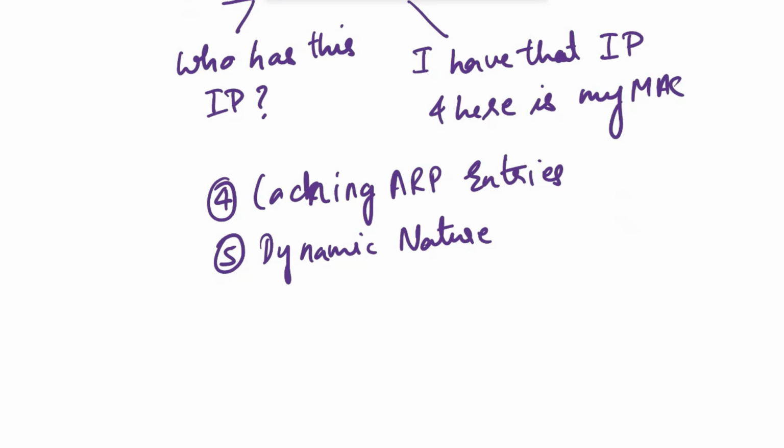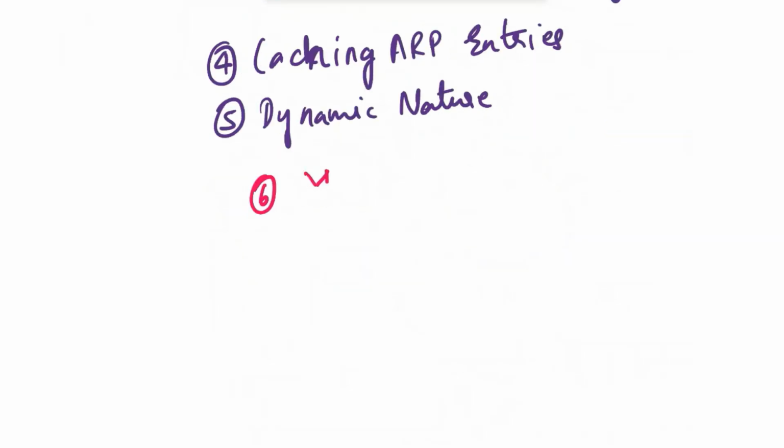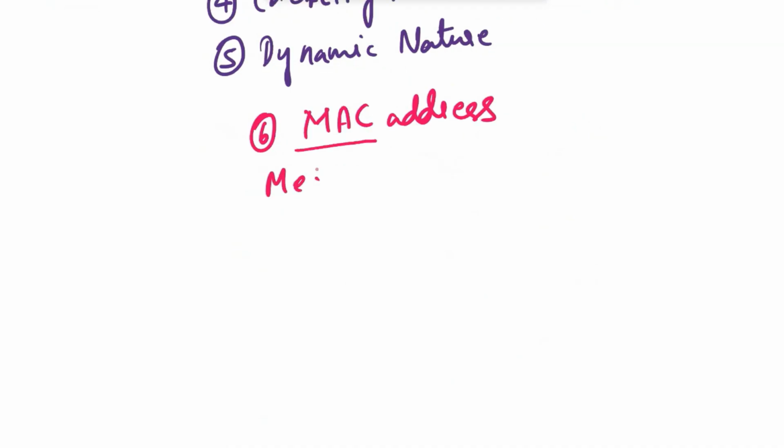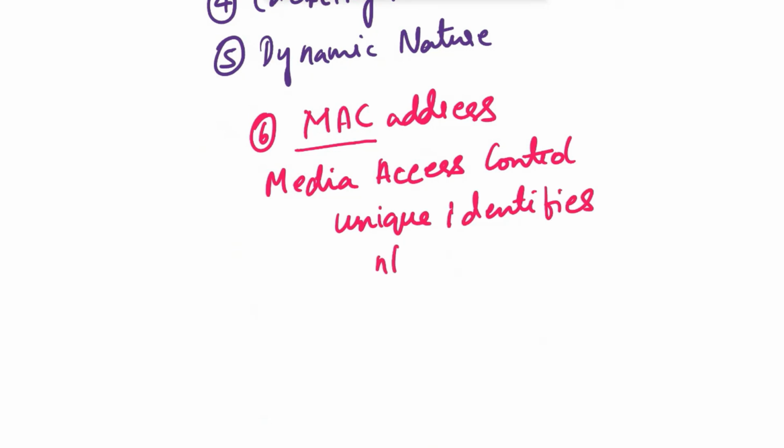Let's move on to the next question. Explain the concept of a MAC address. MAC is short for Media Access Control. It is a unique identifier assigned to a network interface for communication on a physical network. Network interfaces such as network adapters or network interface cards.